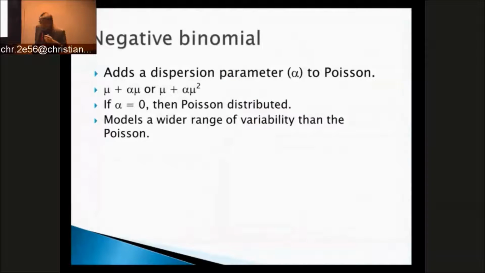Okay. The other distribution that we're going to look at is the negative binomial distribution. What that does is add a dispersion parameter to the Poisson distribution. It looks like this, where you have the mean, plus some dispersion parameter times the mean, or sometimes there are different forms of it. But basically, that allows you to handle over dispersion or under dispersion. If the dispersion parameter, which is usually labeled alpha, is equal to 0, then you have a Poisson distribution. So if you have count data that's over dispersed, the negative binomial distribution is going to fit better than the Poisson distribution.